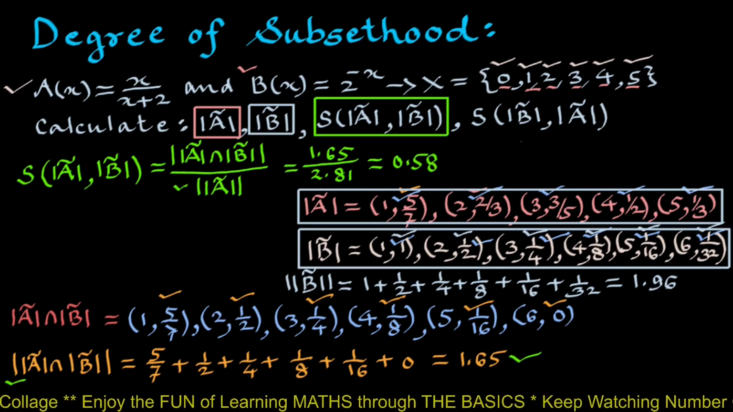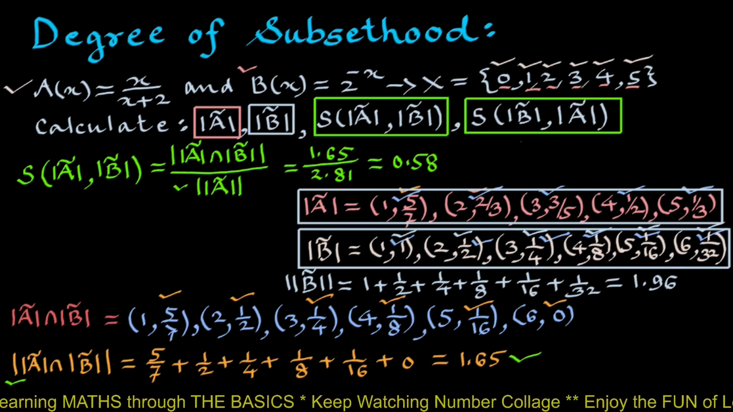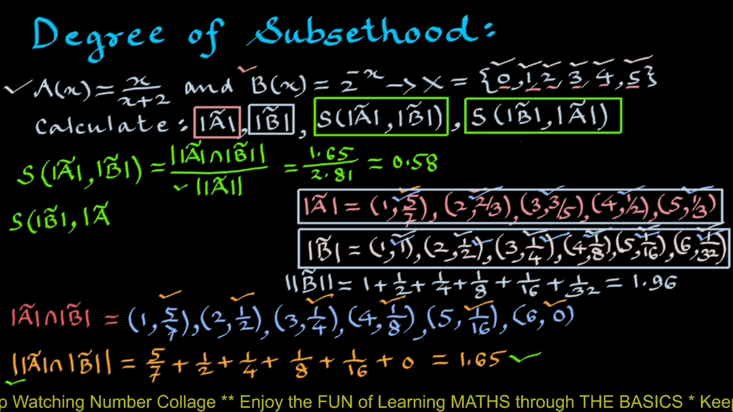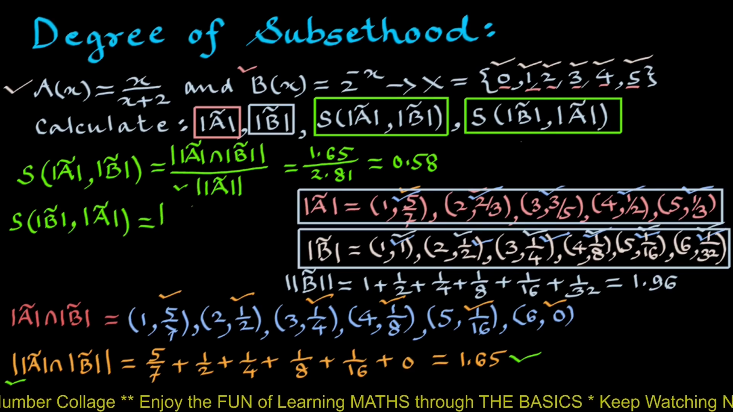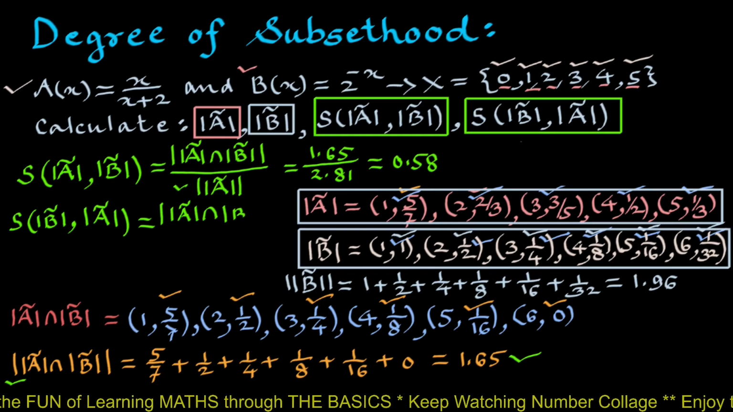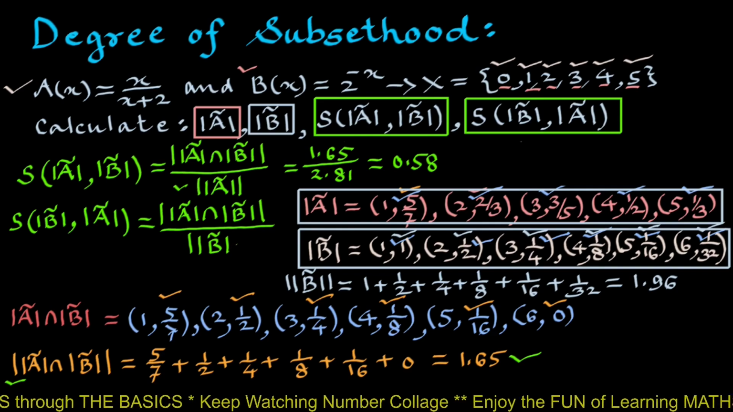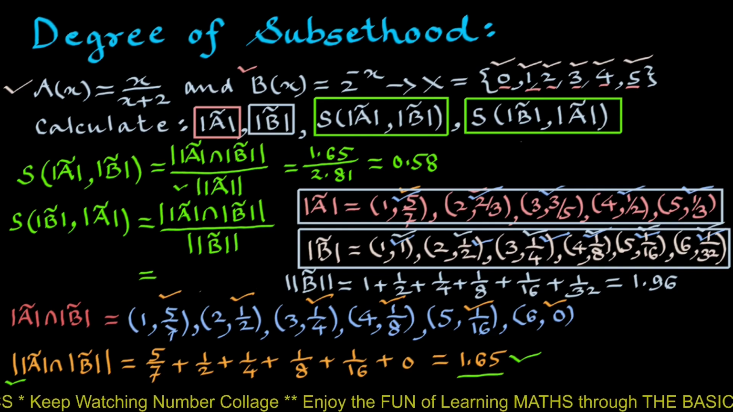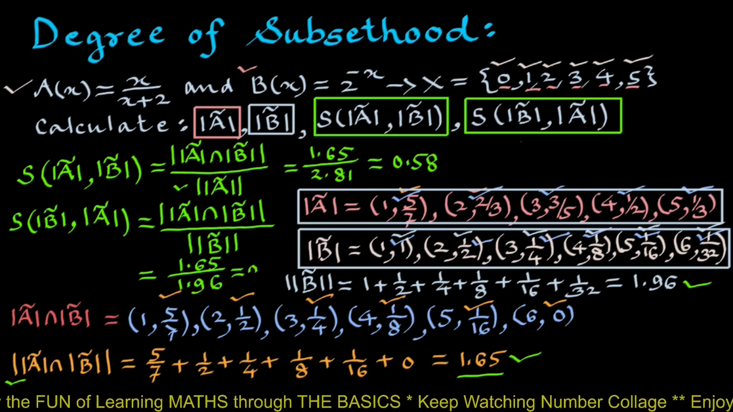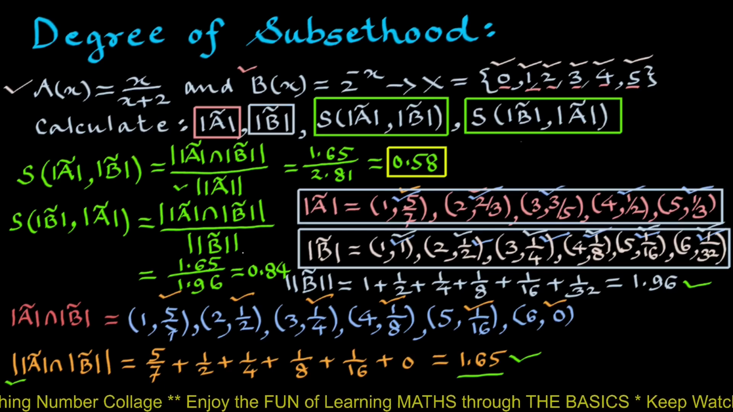Next we write answer to this question, subsethood of fuzzy cardinality of B in fuzzy cardinality of A. S of fuzzy cardinality of B in fuzzy cardinality of A, which is scalar cardinality of fuzzy cardinality of A intersection fuzzy cardinality of B upon scalar cardinality of fuzzy cardinality of B. Using the values this 1.65 upon this 1.96, we get 0.84. So last two answers are 0.58 and 0.84.